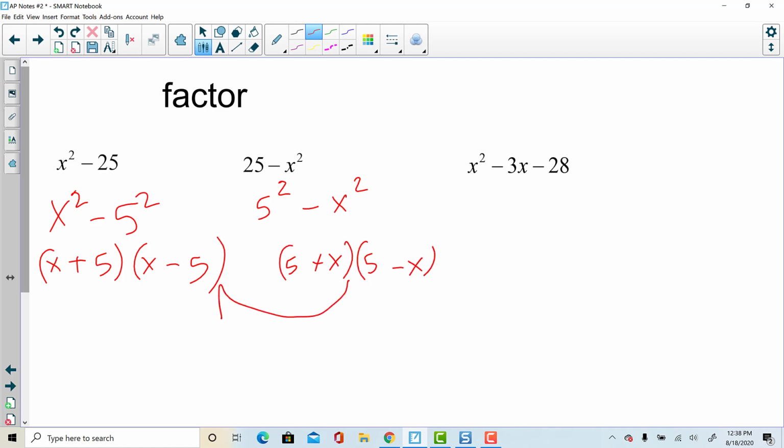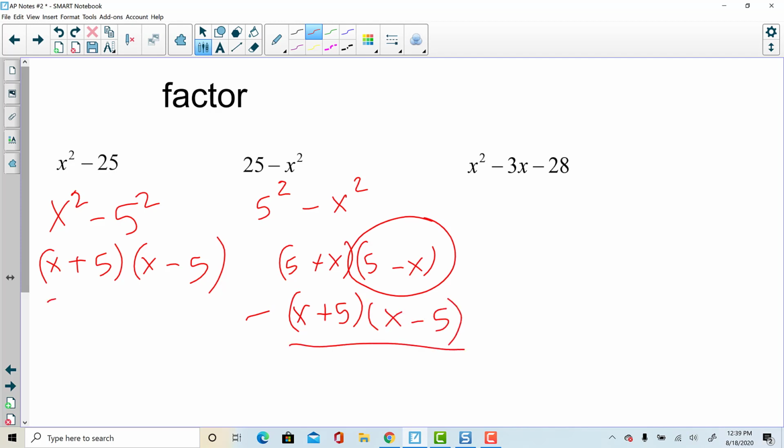Sometimes we want to make it look like this one. So you can move the x and the 5. That's the commutative property of addition. For this one, you'd have to take a negative out. I'll put it in the front. And then that would give you x minus 5. So they do look the same, but you have to take a negative out. So this second one has an extra negative in there.